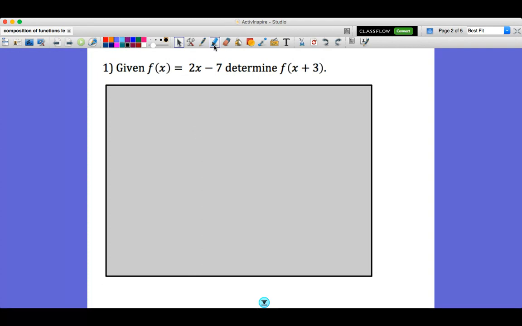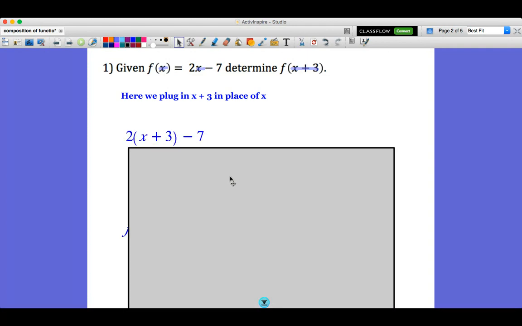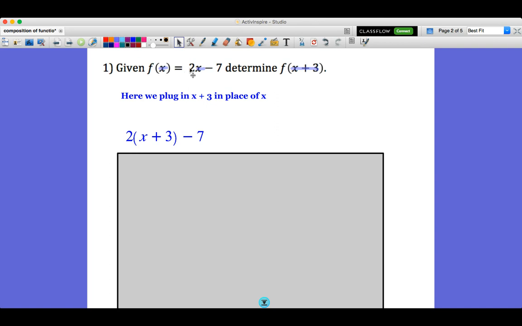If we look at the first one, it says given f of x equals 2x minus 7, they want us to figure out f of x plus 3. So they want us to take that x plus 3 and plug it in where we see x. Like we did before, we're going to replace our x with what they want us to evaluate the function of, but this time we're going to plug in x plus 3. So we're really saying 2 times x plus 3 minus 7. We took that x plus 3 and plugged it into where x would have been in our function, and then we're just going to solve that out and simplify.